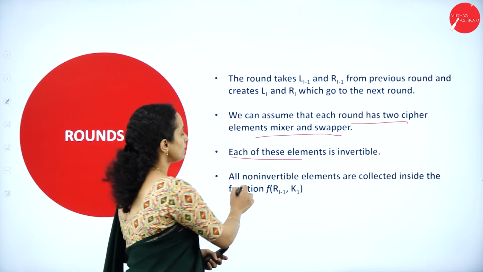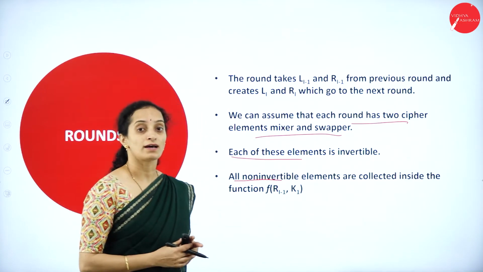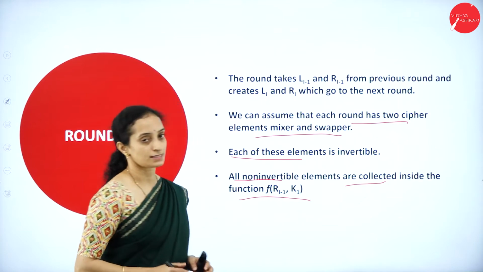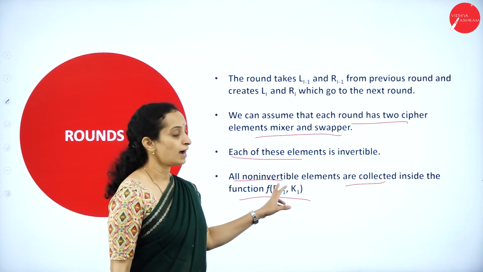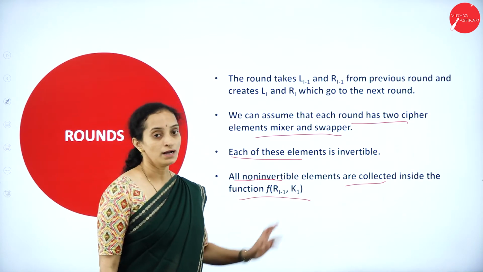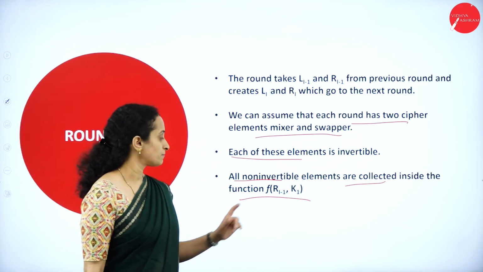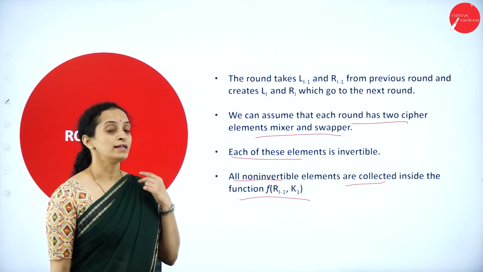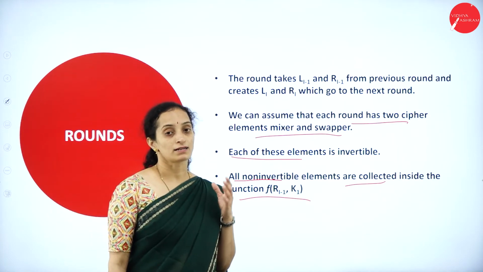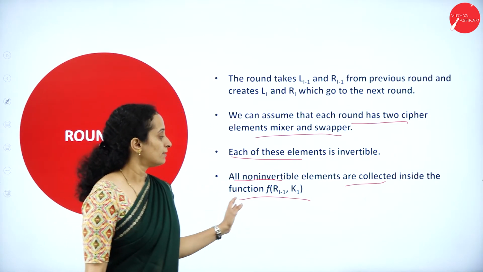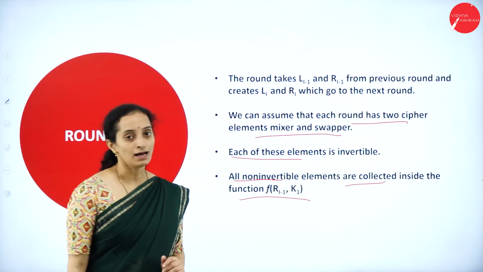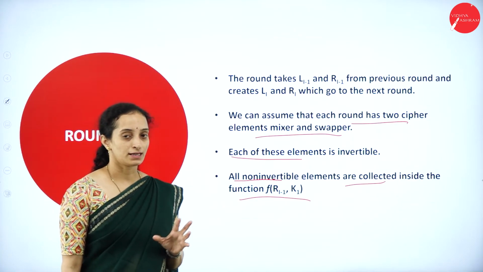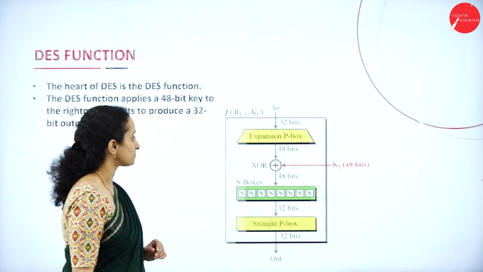All elements which are not invertible are collected inside the function f of R i minus 1 comma k1. That is, the key one will be taken. The elements that are non-invertible, which cannot be inverted, will be collected inside the function, which will be XORed with the other part.